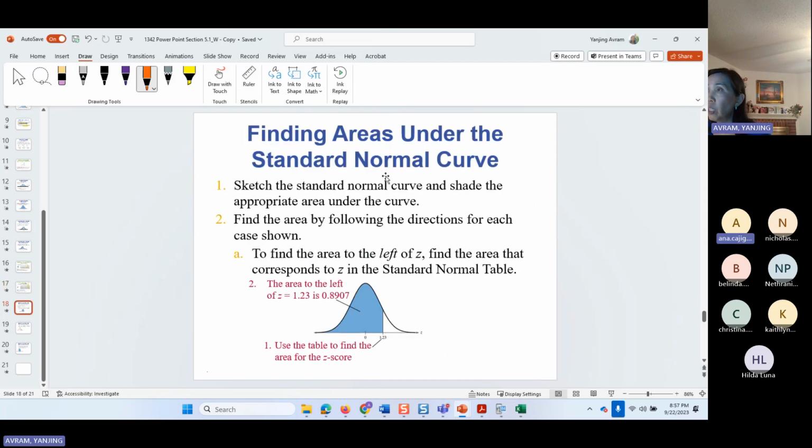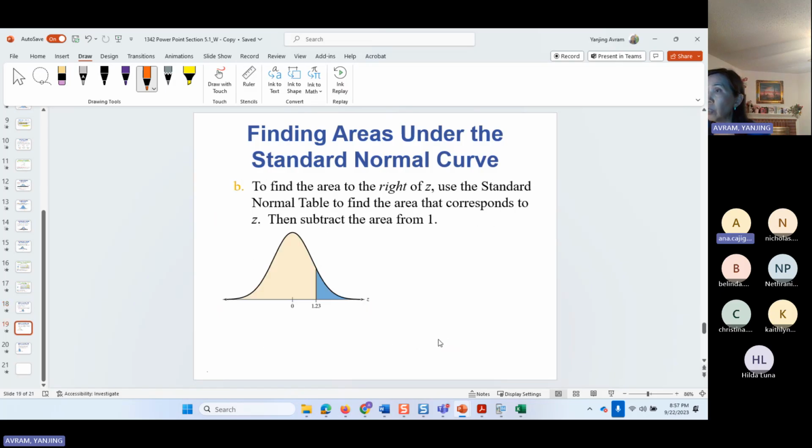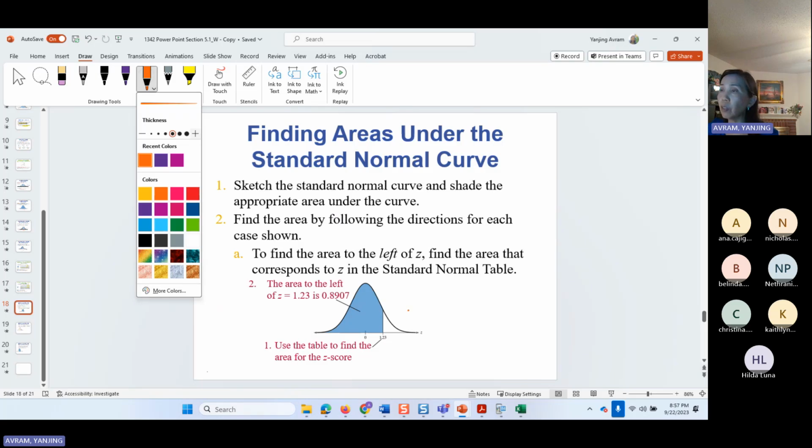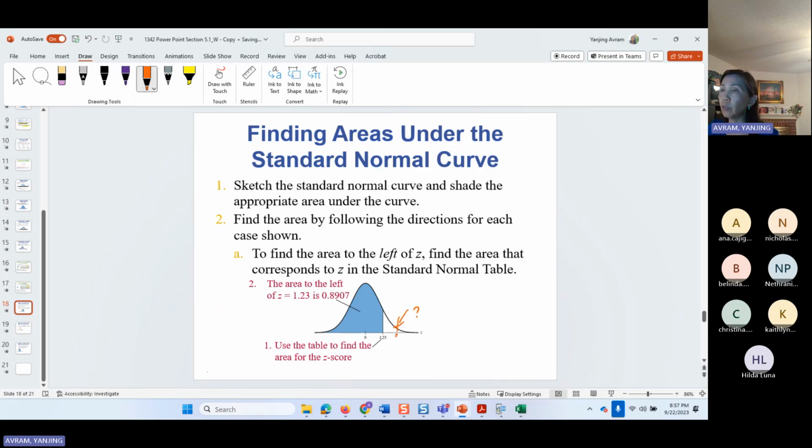Finding the area under the normal bell curve is always the area to the left. Sometimes people say, since the table only gives the area to the left, how do I find the area to the right? Unfortunately, we don't have a table for that. But we know the total area is 1, so you just use 1 minus the area to the left. Area to the left is 0.8907.